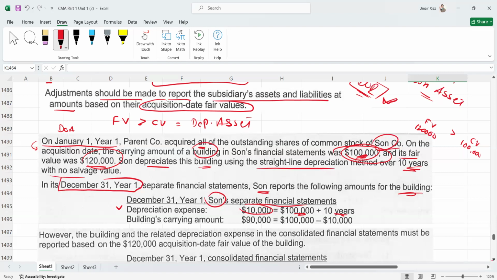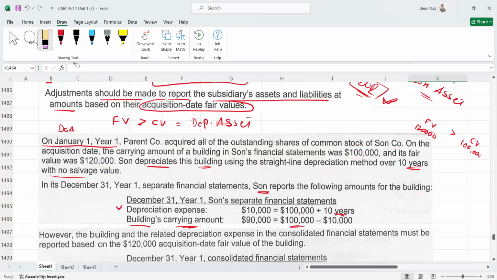Then what should be the building's carrying amount in Sun's separate financial statements? You take the value which was showing at the start of the year, 100,000, minus the depreciation which he has depreciated in this year also. So the carrying value is 90,000. It means in Sun's individual financial statements, there is a depreciation expense of 10,000 and the carrying value of the building is 90,000.